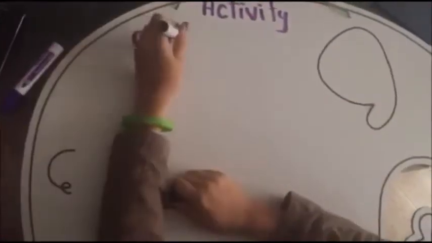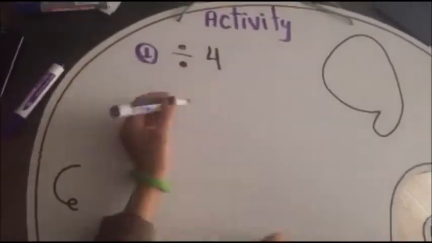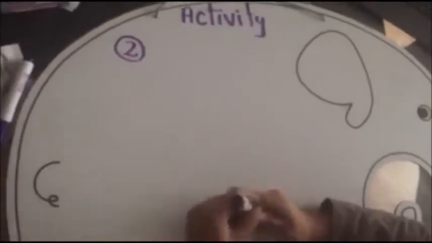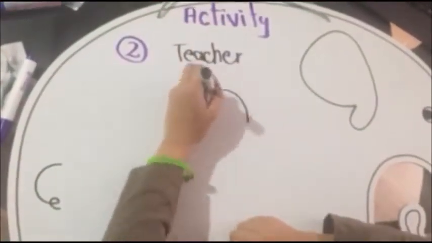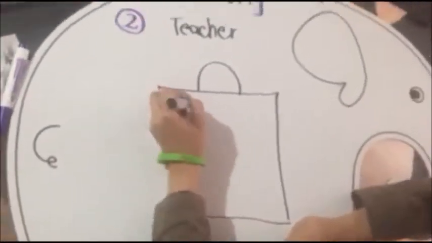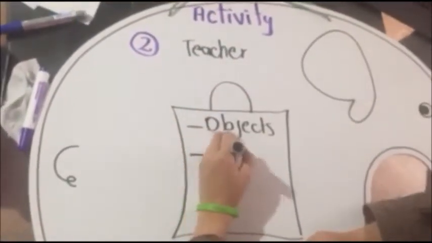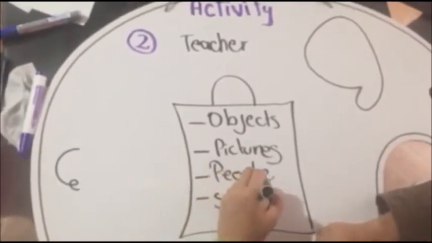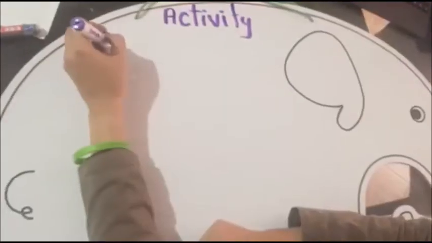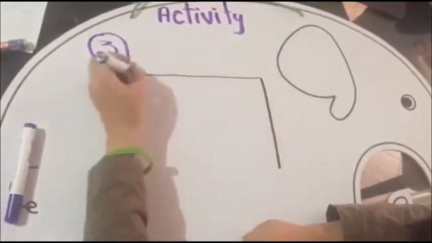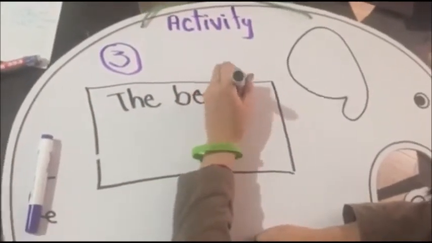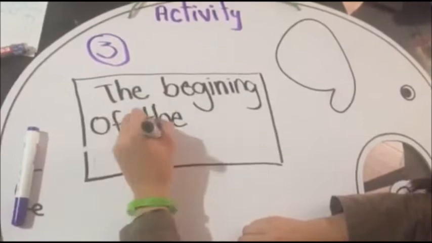For this activity, students will be divided in groups of 4 people. The idea is that the teacher is going to have a plastic bag, inside of which there will be some pictures such as objects, people, and different sceneries. Each group has to create the beginning of a story using the pictures that they took out of the bag.